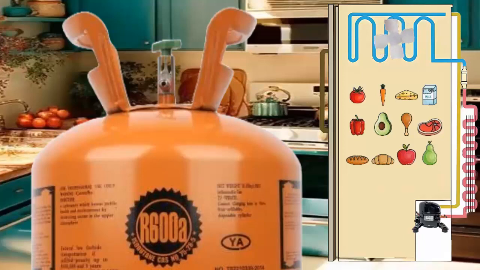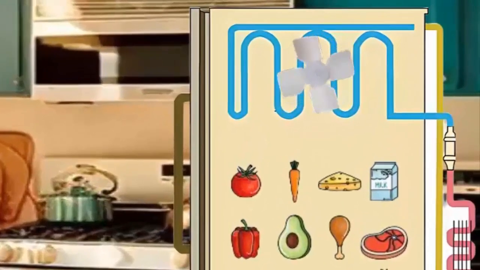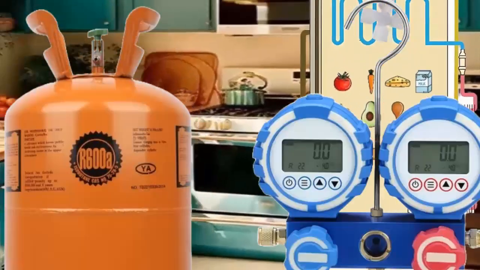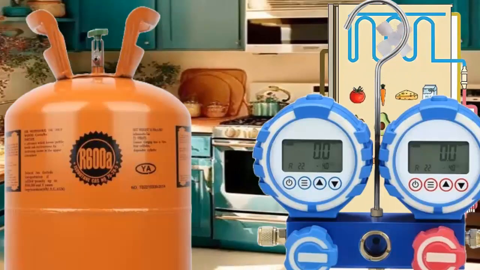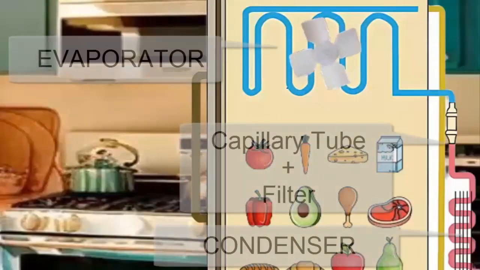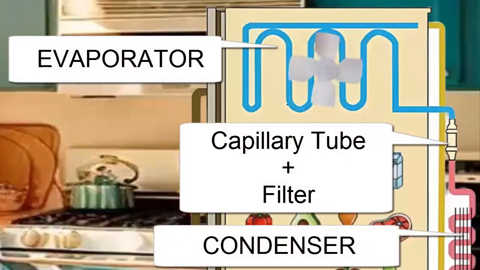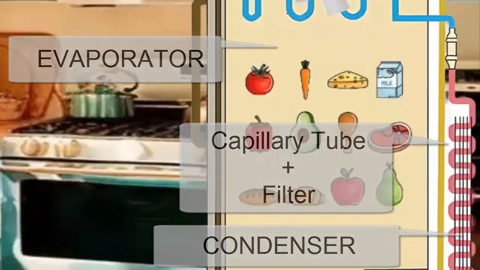In this video, we will study the operating pressures of the refrigerant gas R600A in a domestic freezer, the equipment parts, and its operation. On the screen, we observe the refrigeration circuit of a domestic freezer that operates with the refrigerant gas R600A.